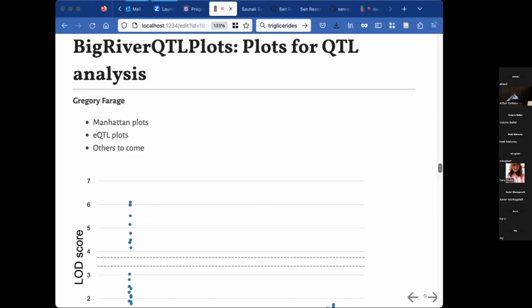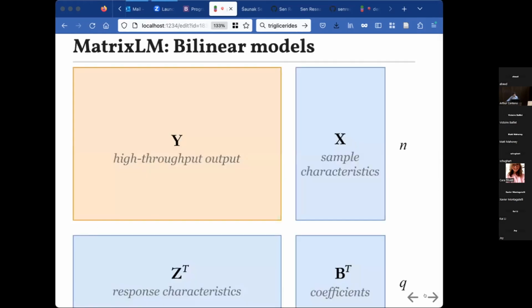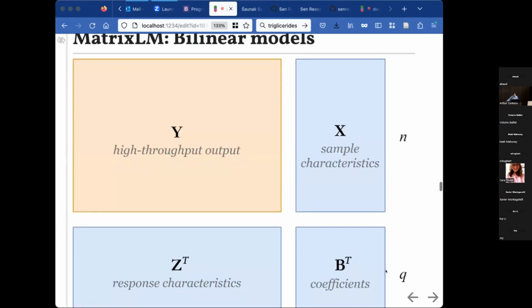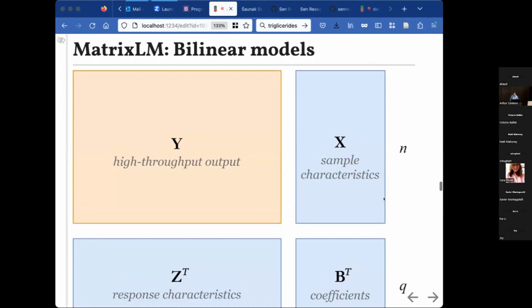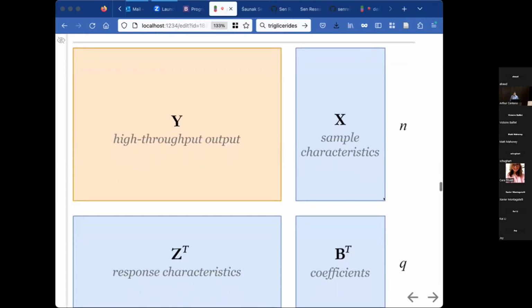I will skip that. So next, I want to tell you about matrix valued data and bilinear models. The concept here is that you have something from a high throughput technology like metabolomics, and there's a matrix called Y, and you have sample characteristics, whether or not a certain individual has a certain genotype or not. That's a matrix X on the side.